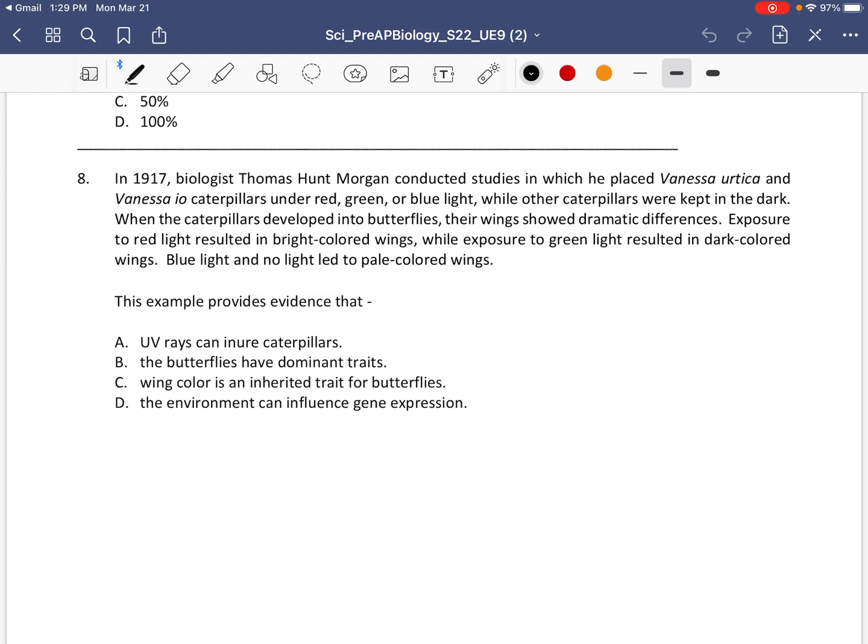This example provides evidence that A. UV rays can injure caterpillars. B. The butterflies have dominant traits. C. Wing color is an inherited trait for butterflies. D. The environment can influence gene expression.